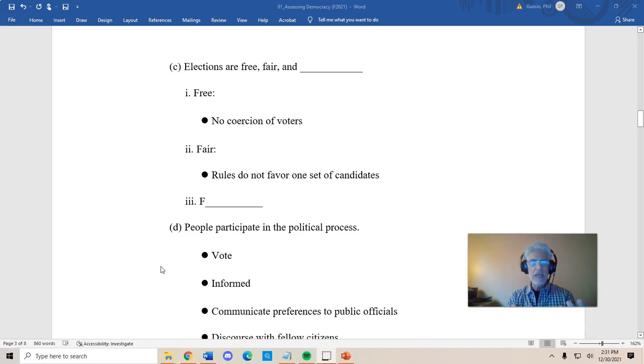Now, when I say free, there can be no coercion of voters. Voters have to be able to go and vote without any impediments whatsoever.